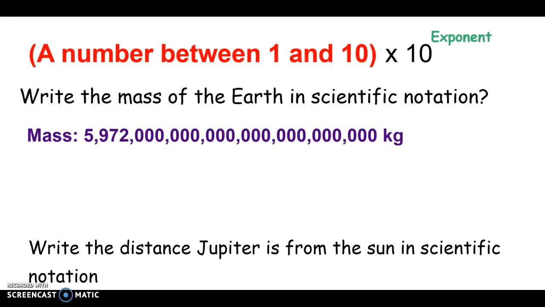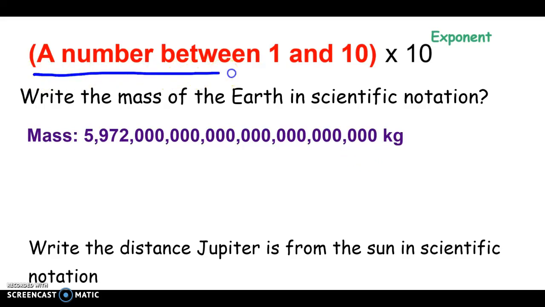So again, I have the form at the top of the screen here, and we're going to write the mass of the Earth in scientific notation. So imagine that you're a scientist and you're doing different calculations with the mass of the Earth. All those zeros, having to write them and rewrite them and multiply them and divide them, it would become very confusing and very easy to make a mistake. So we write the number in scientific notation.